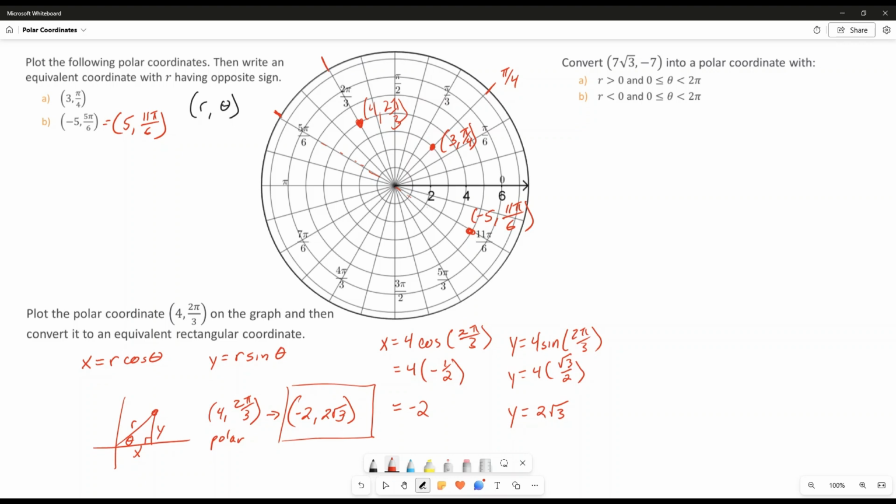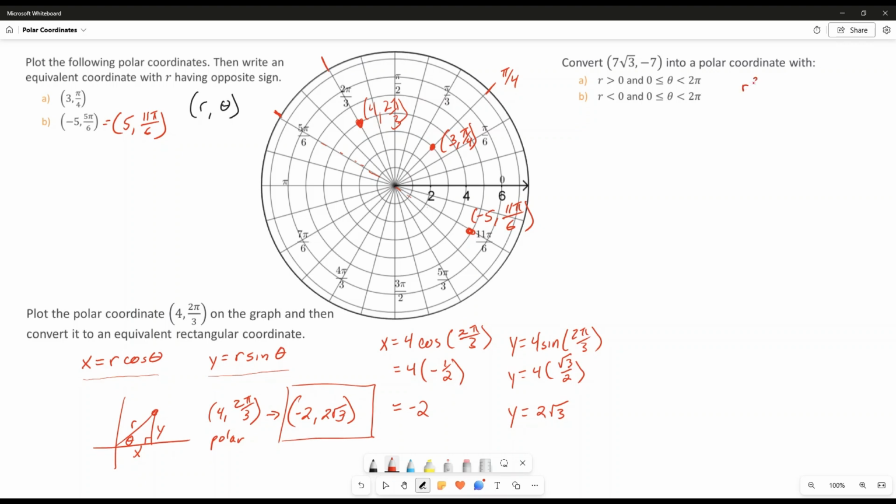All right, for this last example, let's look at how we can convert in the reverse direction. If I'm given a rectangular coordinate, how can I convert it to a polar coordinate? So we saw the two equations to convert from polar to rectangular, right? x = r cos θ and y = r sin θ. So we need two more equations to convert from rectangular to polar.